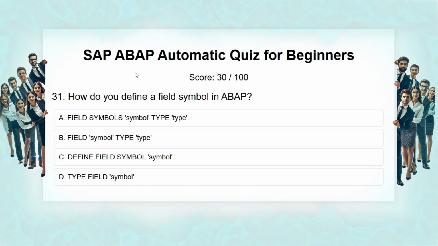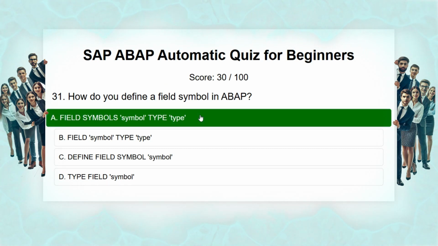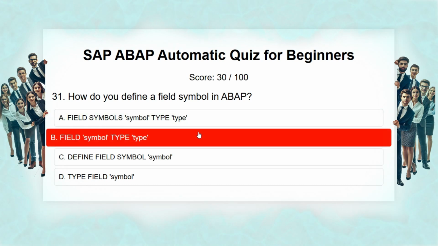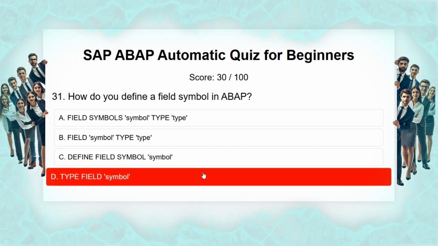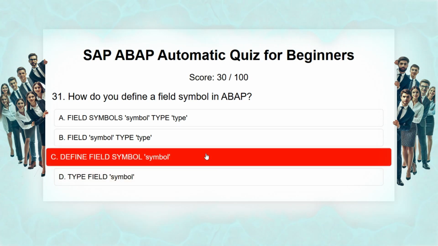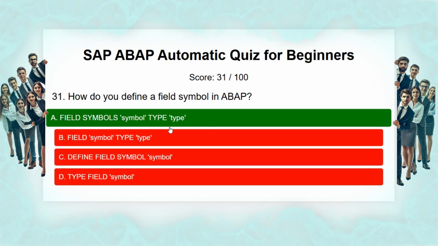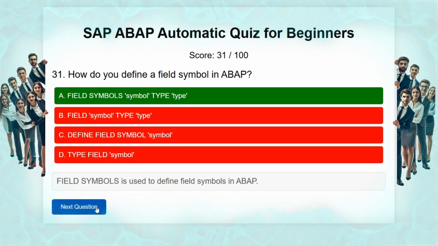31. How do you define a field symbol in ABAP? A. Field symbol symbol type type. B. Field symbol type type. C. Define field symbol symbol. D. Type field symbol. Correct answer. Field symbols is used to define field symbols in ABAP.